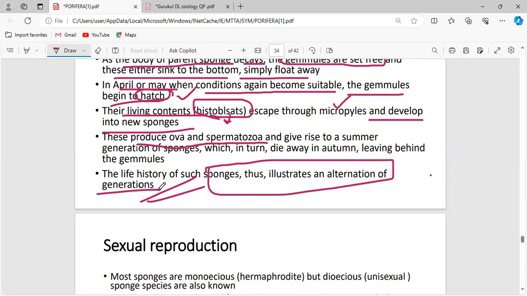That's all about the asexual reproduction. Any doubts? Tell me fast, quick.